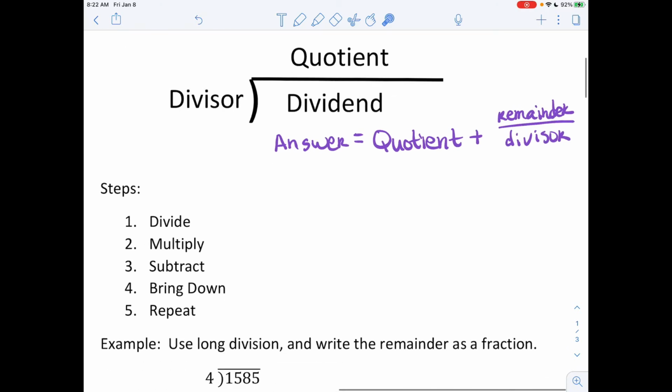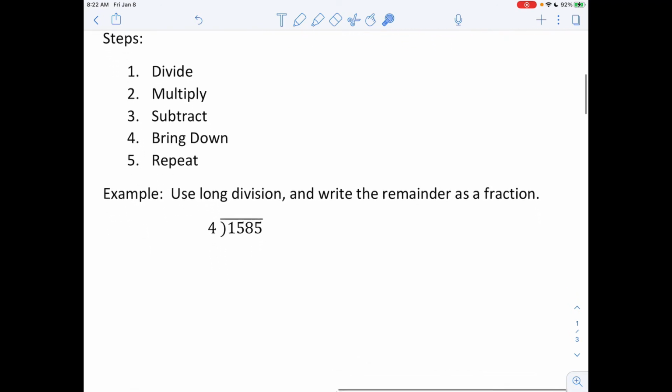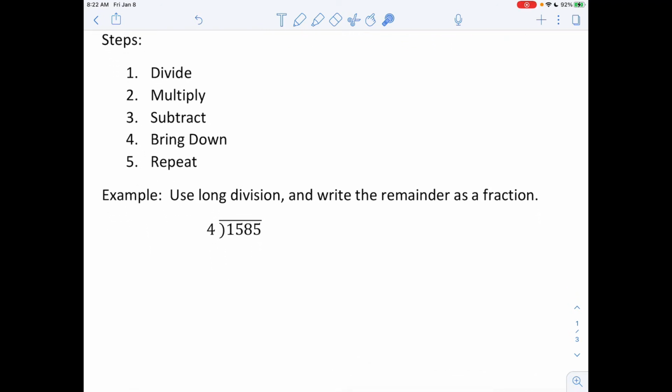So what I would like you to do right off is pause this video and see if you remember how to do long division by taking this expression right here, 4 divided into 1,585. And I'd like you to report your remainder as a fraction. So pause the video and then come back here.